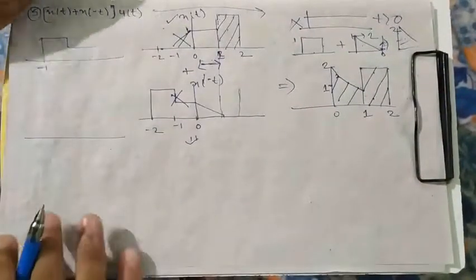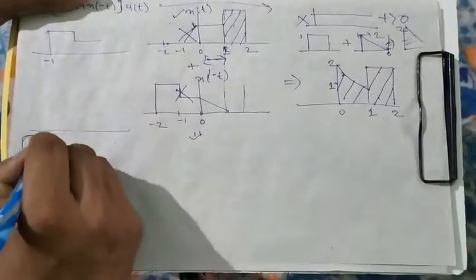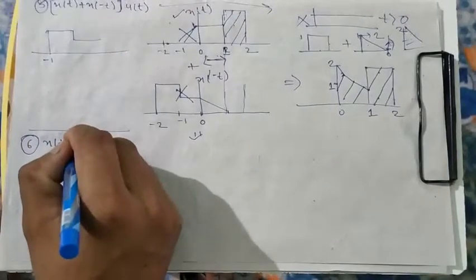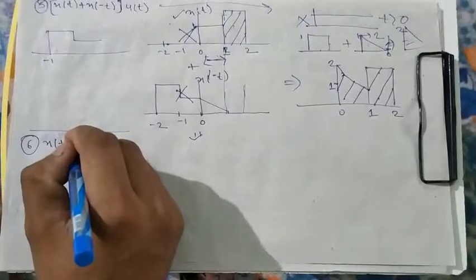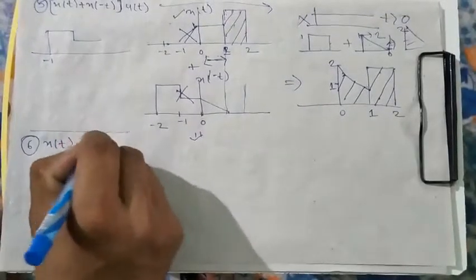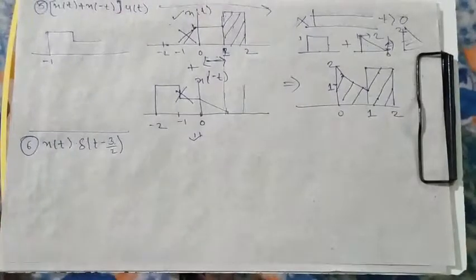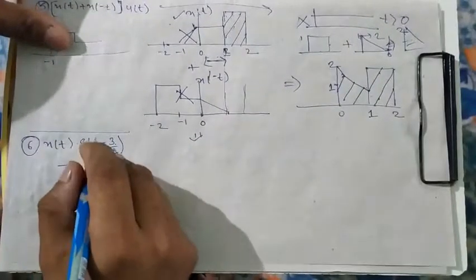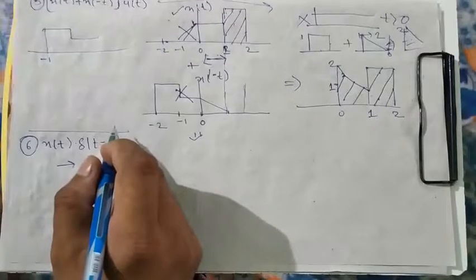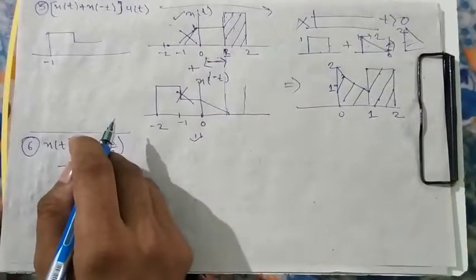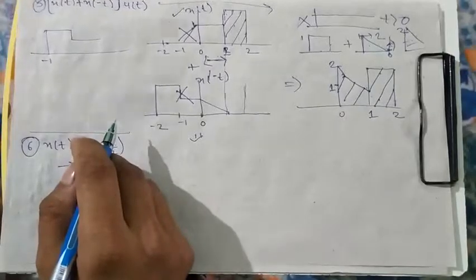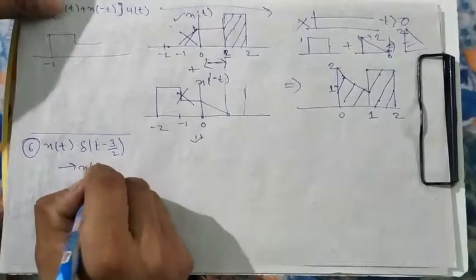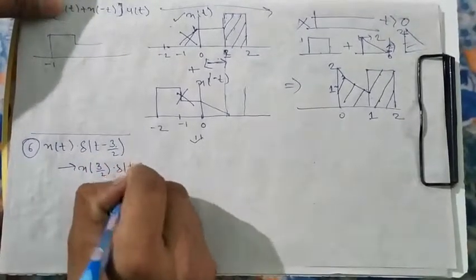Now see, very interesting. The sixth question is x of t into del of t minus 3 by 2. So what we have already known from the product property of the impulse function is that when any function is multiplied by the impulse function, the result of this output will be x(3/2) into del of t minus 3 by 2. This is the impulse property.